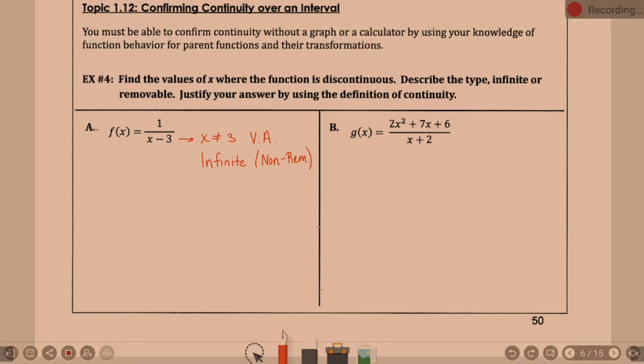So there's a couple of different things we could look at here. First of all, if we think about the point f of 3, what do you know about the point f of 3?